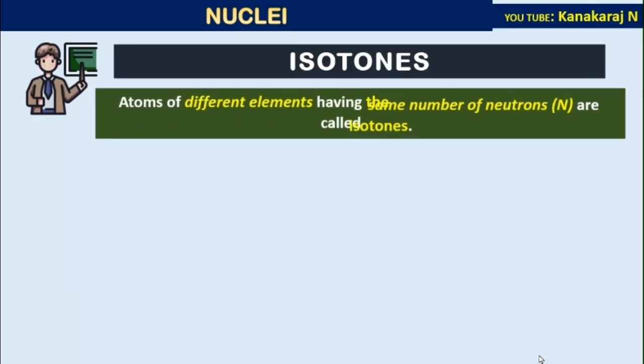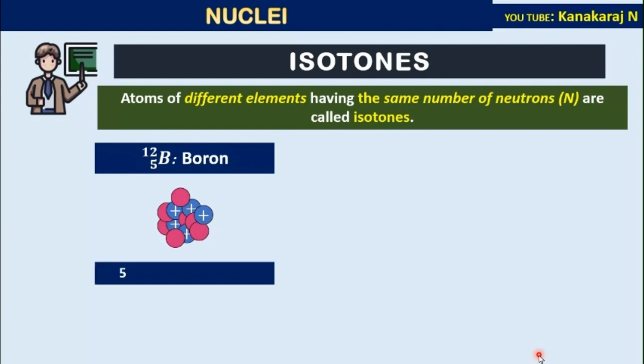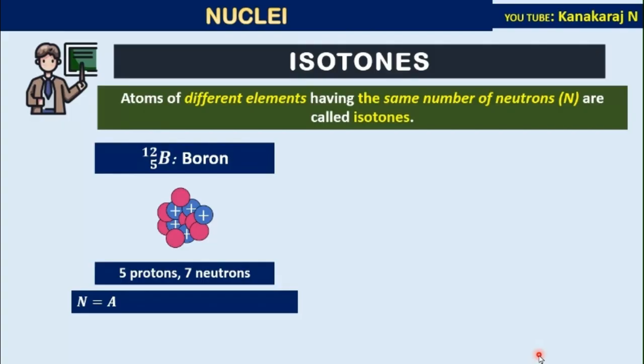Let's go with an example. First example is boron-12. Here, 5 protons are there, and 12 minus 5, that is 7 neutrons, are there. So in the nucleus of boron, there are 5 protons and 7 neutrons. N is A minus Z equals 12 minus 5 equals 7 neutrons.